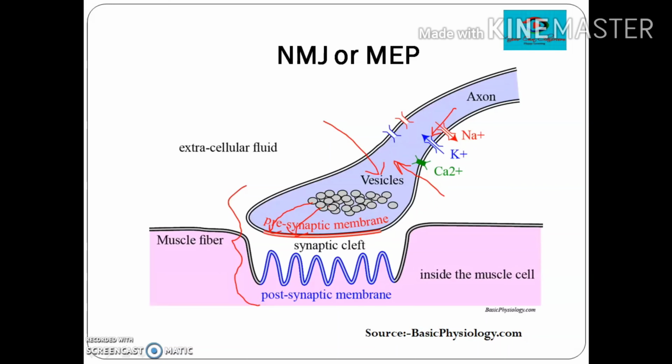Acetylcholine is that neurotransmitter present in these vesicles, and due to fusion of the vesicles with the presynaptic membrane, acetylcholine would be released at the neuromuscular junction, at the synaptic cleft, and the postsynaptic membrane would have receptors for acetylcholine which would receive it, and gradually a response would be initiated.